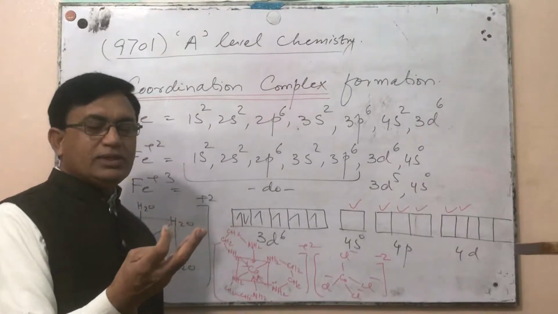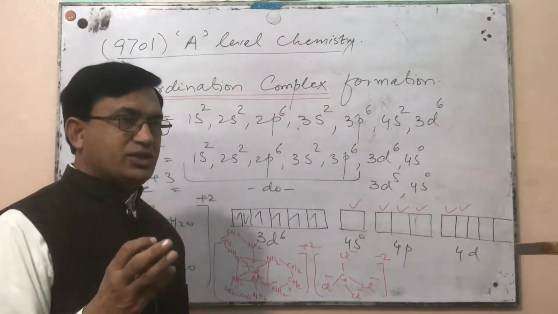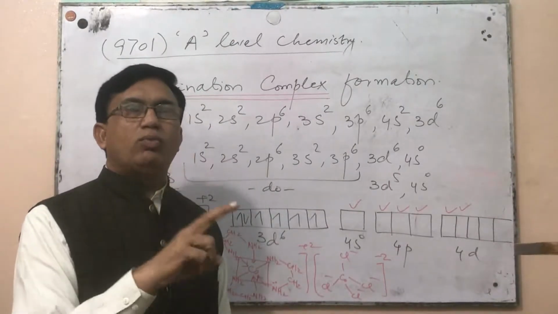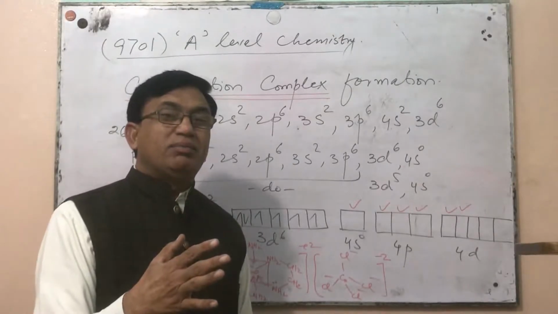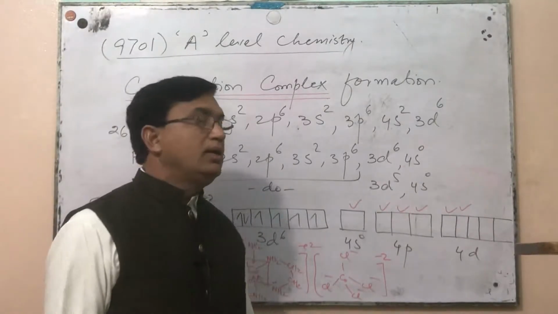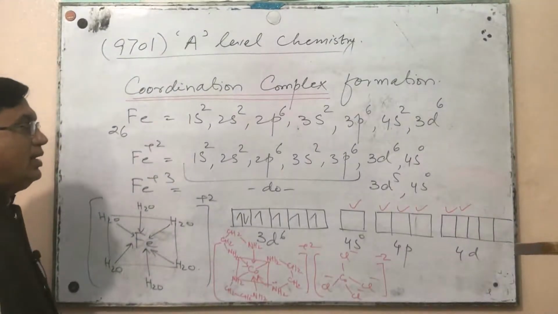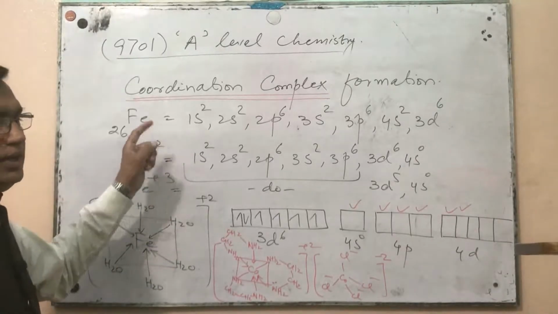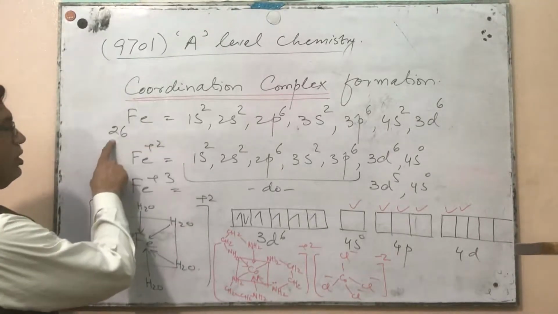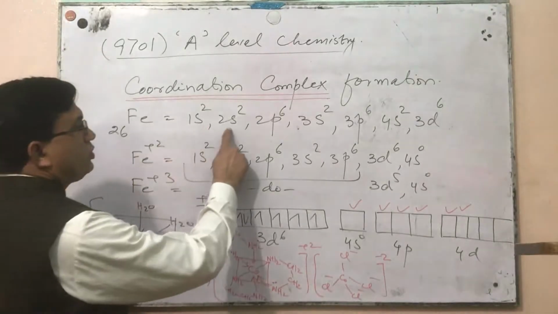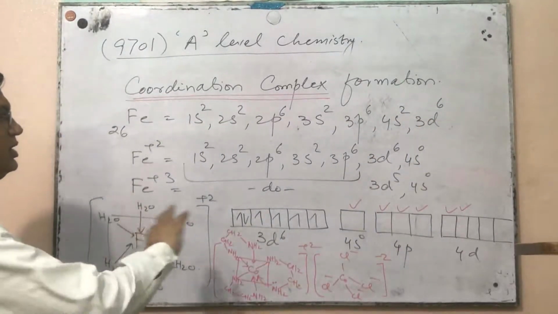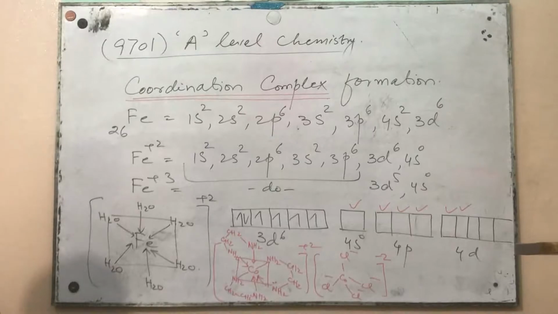Now, in the previous lecture, we have already discussed that the typical transition metals are those in which one or more ions contain partially filled d orbitals. We have already discussed the electronic configuration in the previous lecture. For example, iron. The electronic configuration of iron with the proton number 26 is 1s2, 2s2, 2p6, 3s2, 3p6, 4s2 and 3d6. This is the atomic electronic configuration of iron.